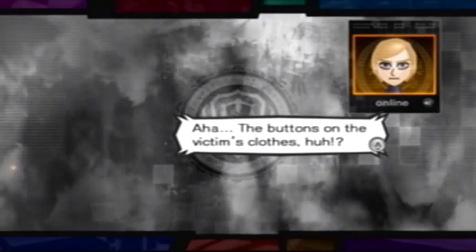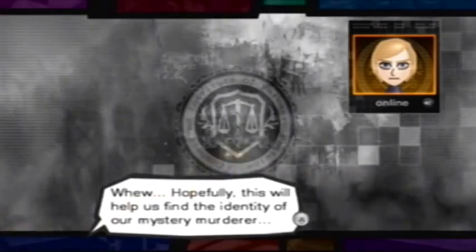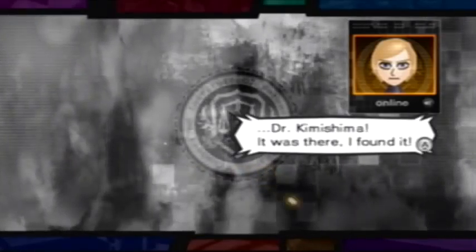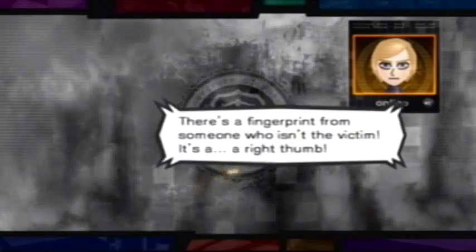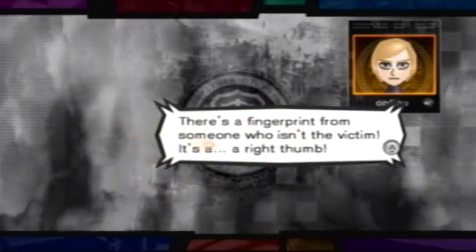The buttons on the victim's clothes, huh? I'll look into them right away. One moment, please. Hopefully this will help us find the identity of our mystery murderer. Dr. Kimishima, it was there. I found it. There's a fingerprint from someone who isn't the victim. It's a right thumb.